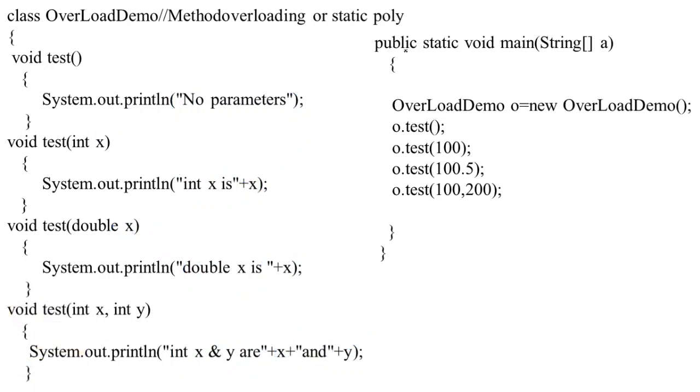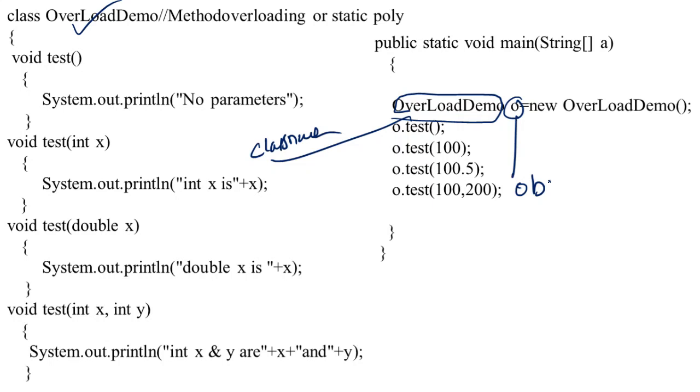Where can I create objects? I must create an object in the main method. Therefore, what is my main method? public static void main(String[] args). Now, what am I doing? I am creating an object. What is the syntax for creating an object in Java? OverloadDemo is my class name. The syntax is class name, space, object name.